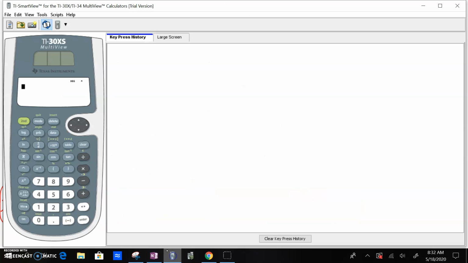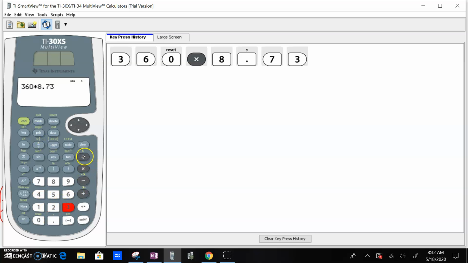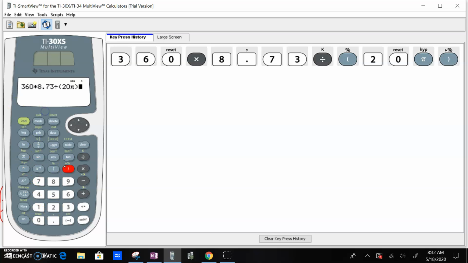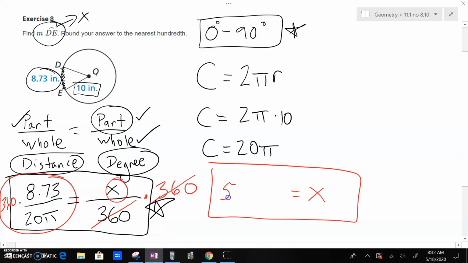So 360 times 8.73 divided by, now here I'm going to be careful. I'm going to use parentheses: 20 pi, just so I make sure I'm dividing by the whole thing. And then I'm going to hit enter. My answer is 50.0192, and I think they said 2 decimal places, so it'd be 50.02. So I'm going to go back here and say 50.02, and again, that's in degrees.